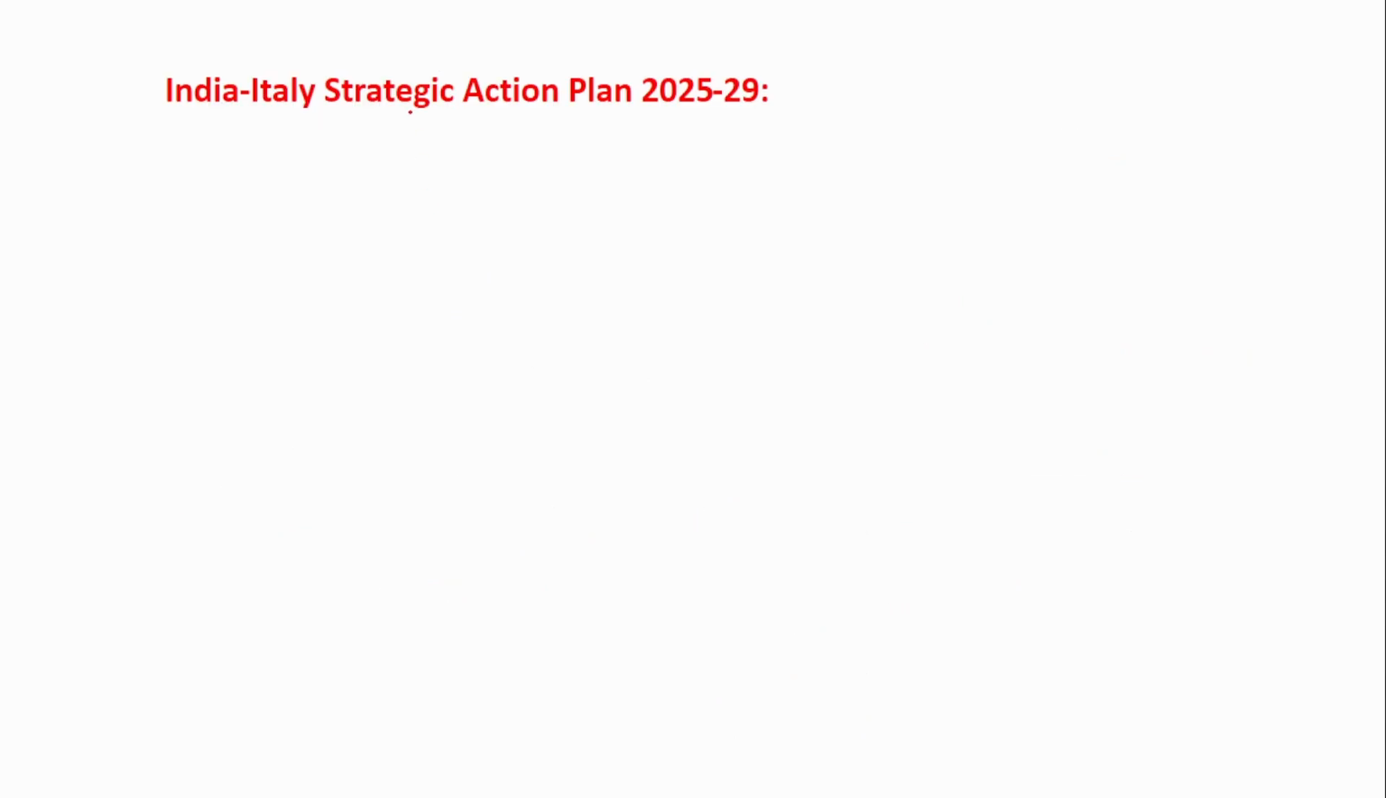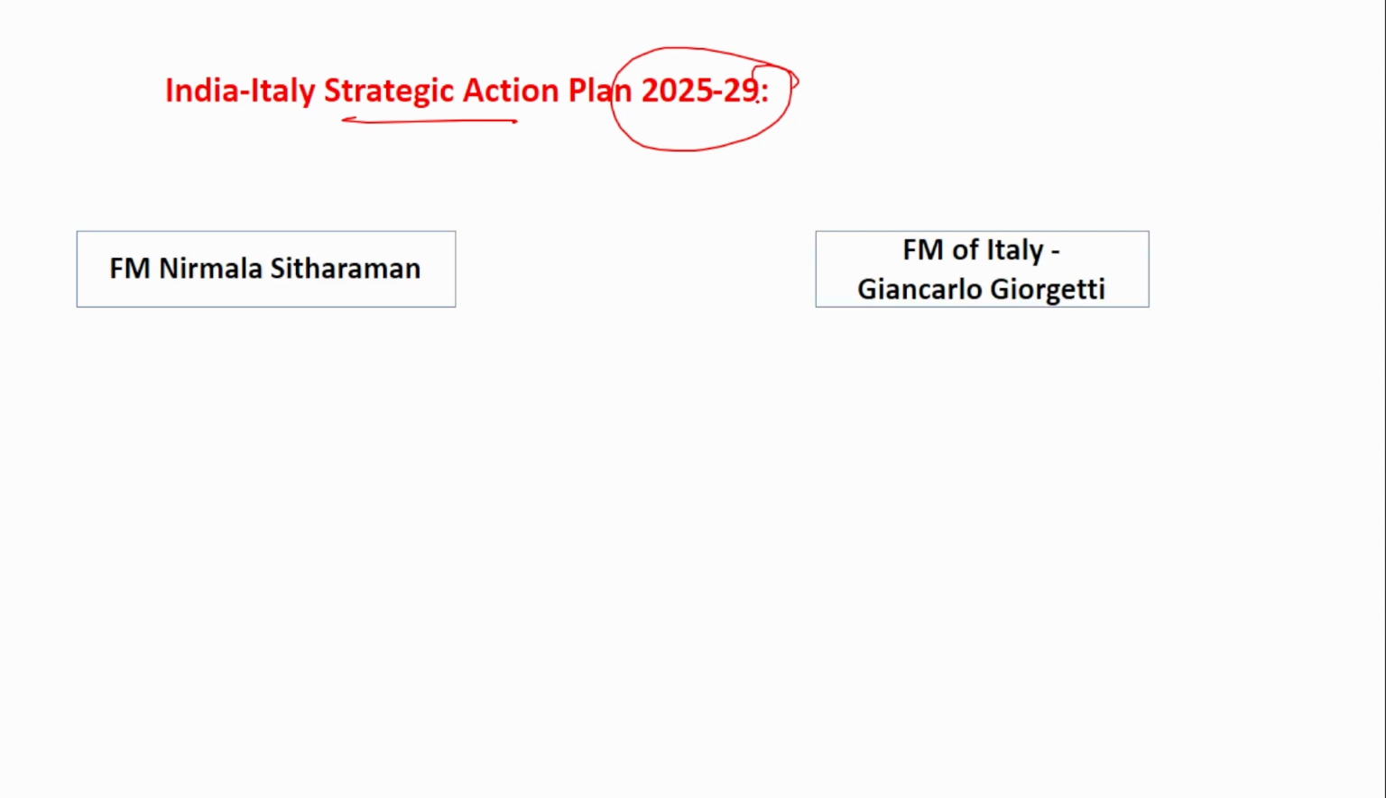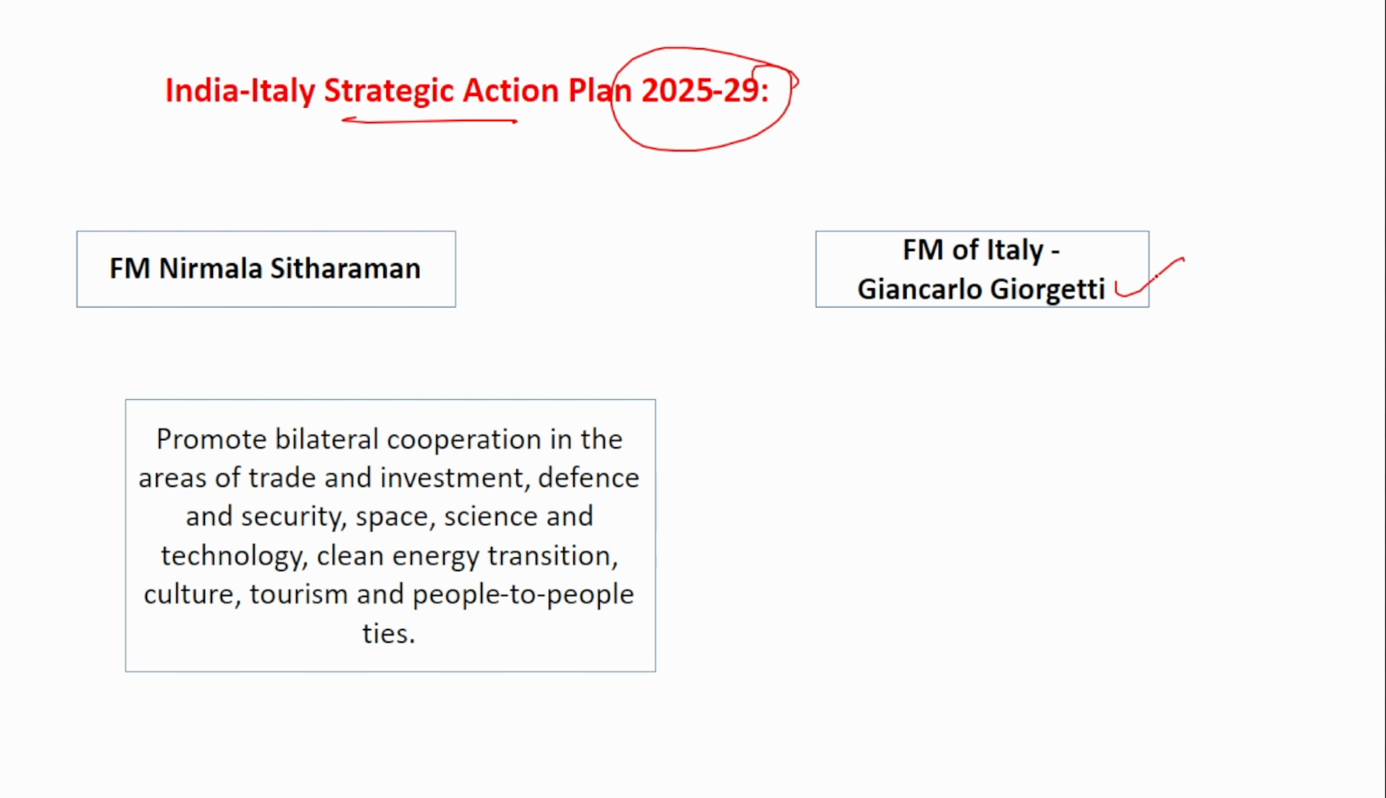Next is India-Italy Strategic Action Plan 2025-29. So if you see, there was a bilateral meeting between the Finance Minister of India, that is Nirmala Sitharaman, and the Finance Minister of Italy, that is Giorgetti. They conducted a bilateral meeting, and in that a lot of things were discussed, and a few generic things like promoting bilateral cooperation between the two countries in the areas of trade and investment, defense, space, science, tourism, people-to-people ties.